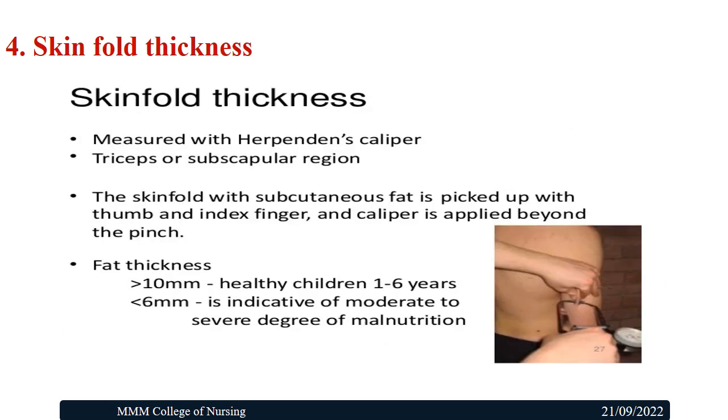Skin fold thickness. According to skin fold thickness measured with a Harpenden caliper, at the triceps or subscapular region, the skin fold with subcutaneous fat is picked up with the thumb and index finger and the caliper is applied beyond the pinch. Fat thickness above 10 mm is seen in healthy children around 1 to 6 years. Below 6 mm indicates a moderate to severe degree of malnutrition.